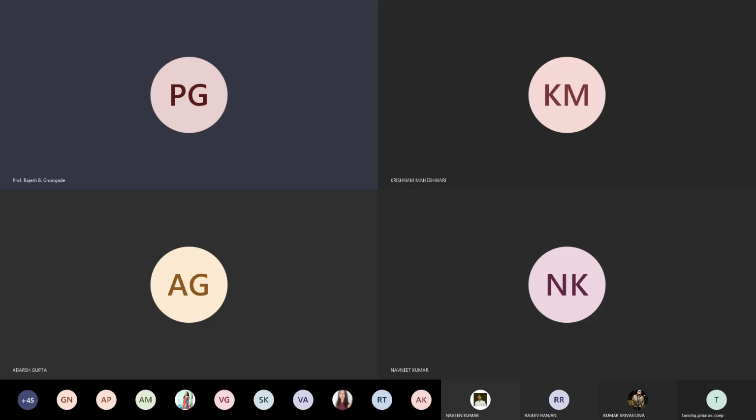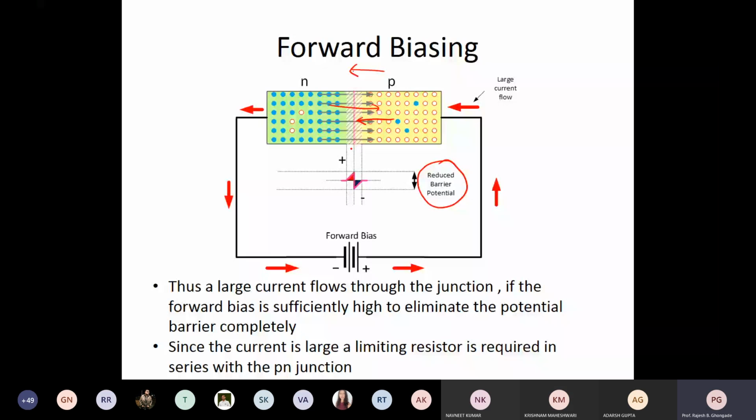completely gets eliminated, or it collapses, and the carriers are able to flow into the other region and constitute the current in the external circuit. Okay, so a large current flows, as you can see very clearly here, that large number of electrons are crossing into the p type, large number of holes are crossing into the n type, and so we have a large current flow. So in some sense, we say that the forward biasing will actually make the junction conduct.